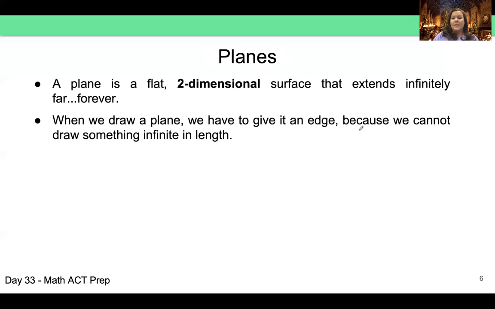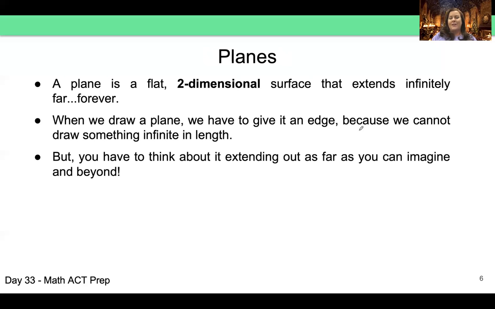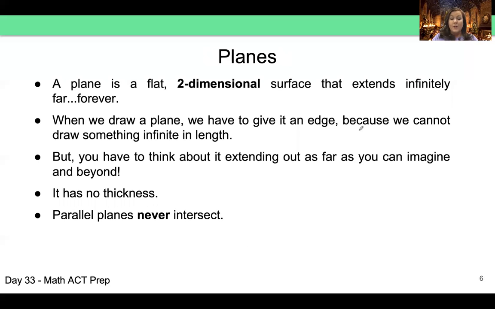When we draw planes though, and you will get this in geometry, we have to draw it with an edge because we really can't determine something infinite in length when we talk about a plane. When we do a line, we put arrows on the end, but we just have to know that with planes. Now planes, just like points and lines, they don't have size or thickness. And if you have parallel planes, they're never going to intersect. And the best examples of that would be a floor and a ceiling, or opposite walls in a room. They should never intersect.